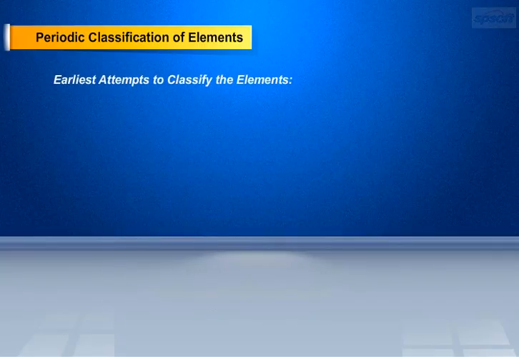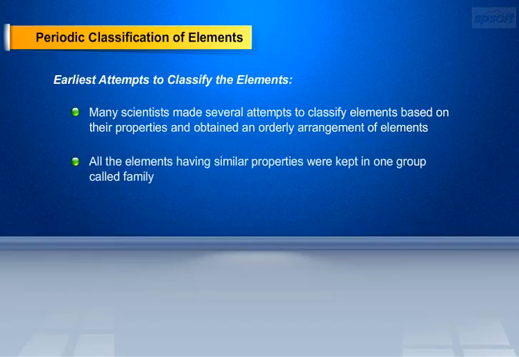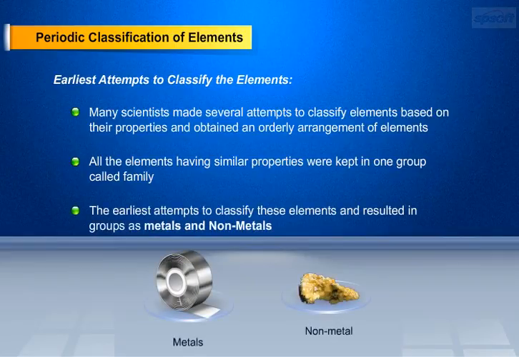Now let us discuss a few points on earliest attempts at classification of the elements. Many scientists made several attempts to classify elements based on their properties and obtain an orderly arrangement of elements. All the elements having similar properties were kept in one group called a family. The earliest attempts to classify these elements resulted in groups as metals and non-metals.